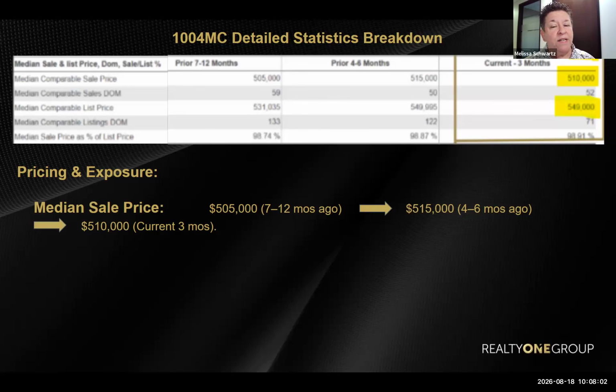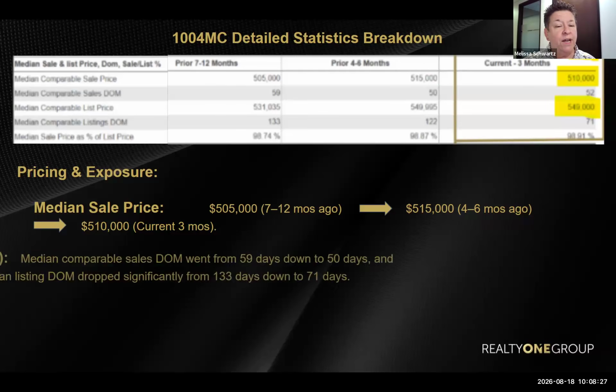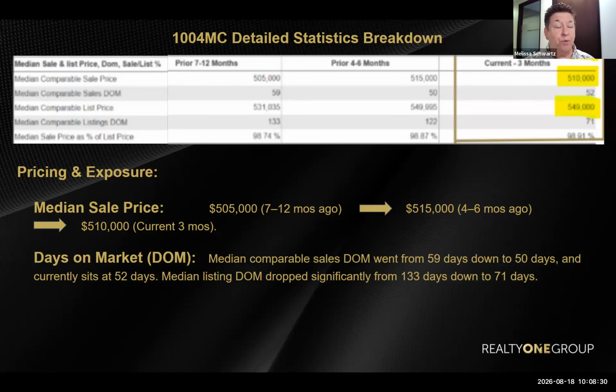So the median sales price 7 to 12 months ago was at 505. Funny thing, the 4 to 6 months, it went up to 515. Why? Because people were buying homes, right? And then it went back down to 510. So not a huge shift in any way, shape, or form, but it does make sense when you think about the cycle of our market, right? And so that's not unusual. That's a pretty solid, stable portion there, that sales price is only adjusting in essence by $5,000 to $10,000 over an entire year. Remember, that's averaged over a whole year.